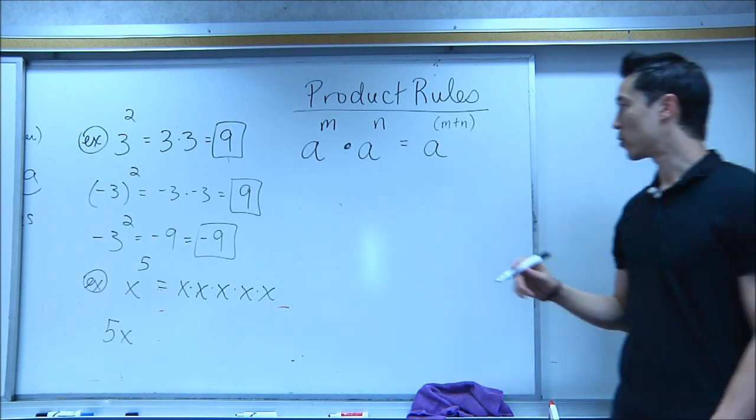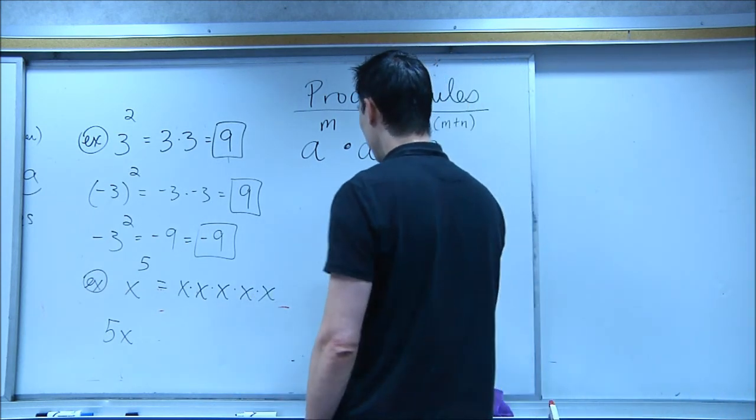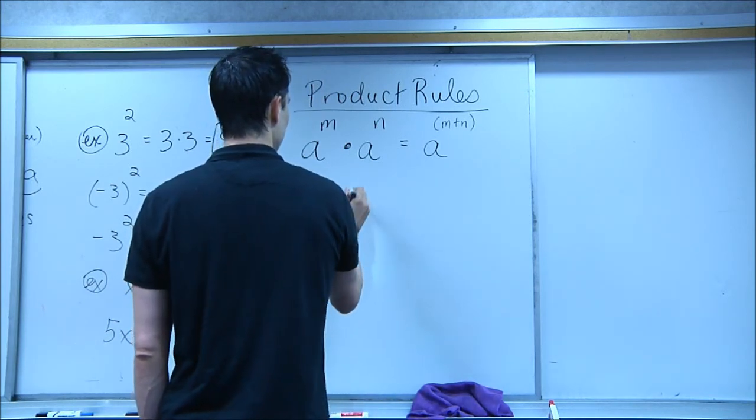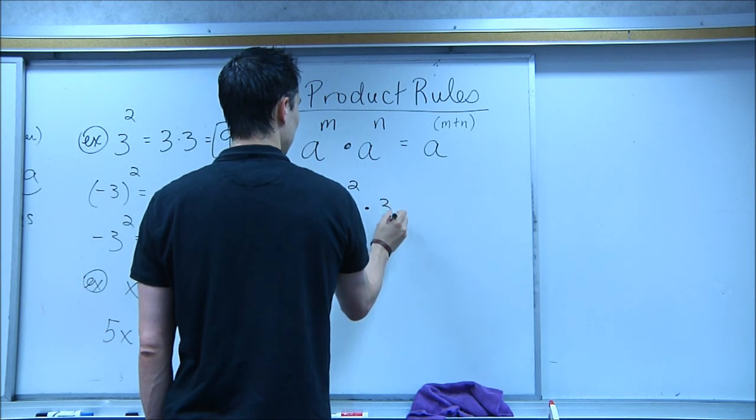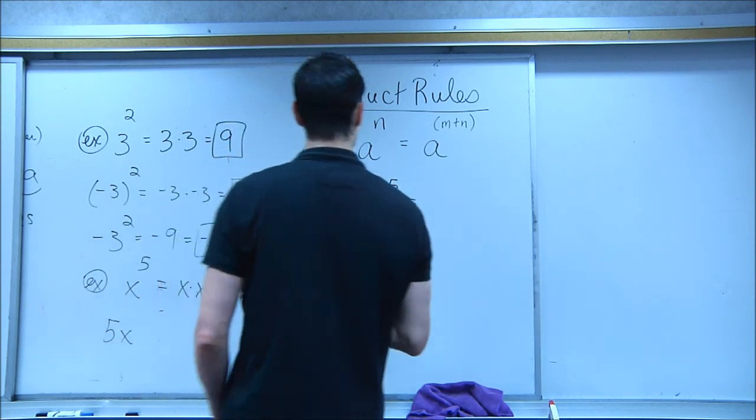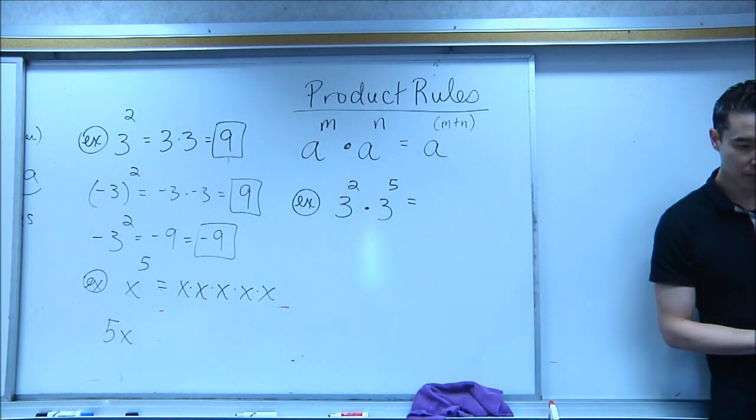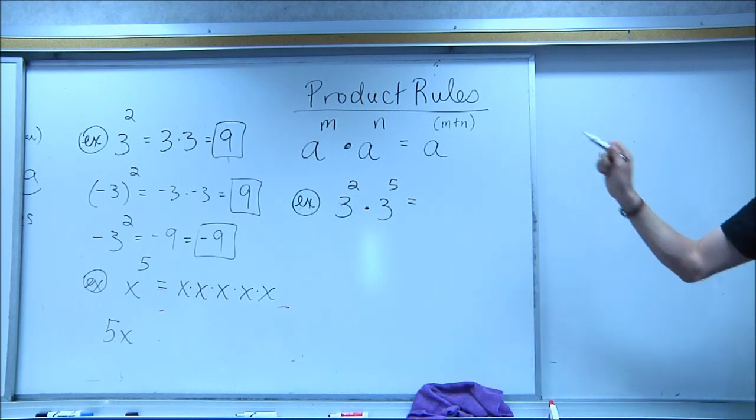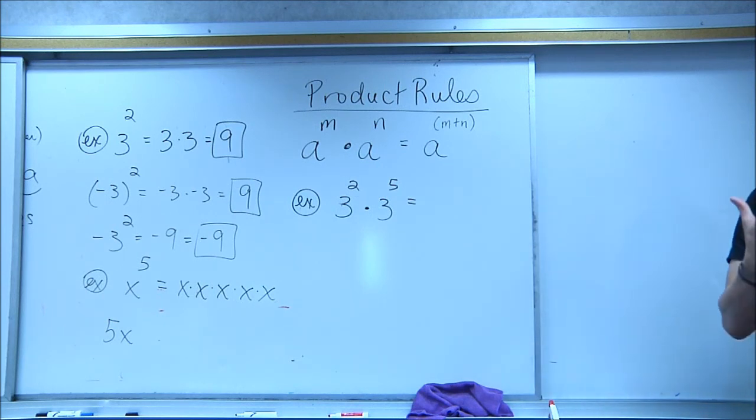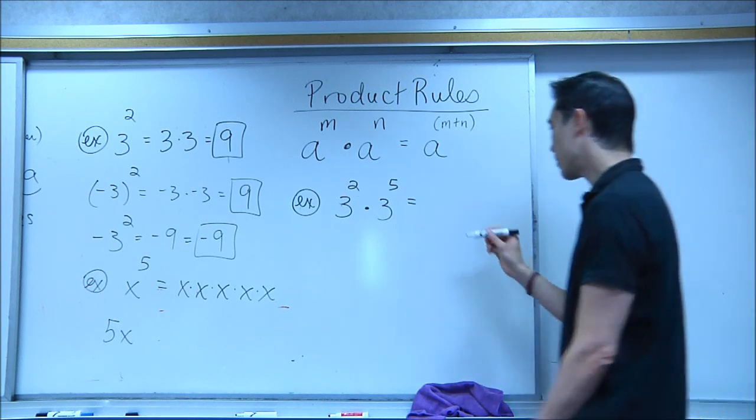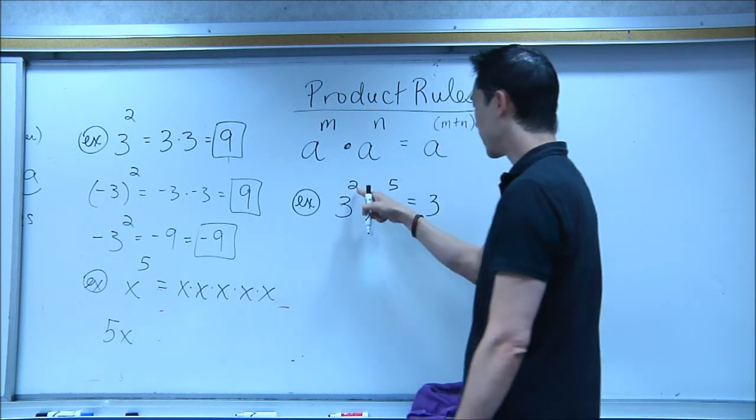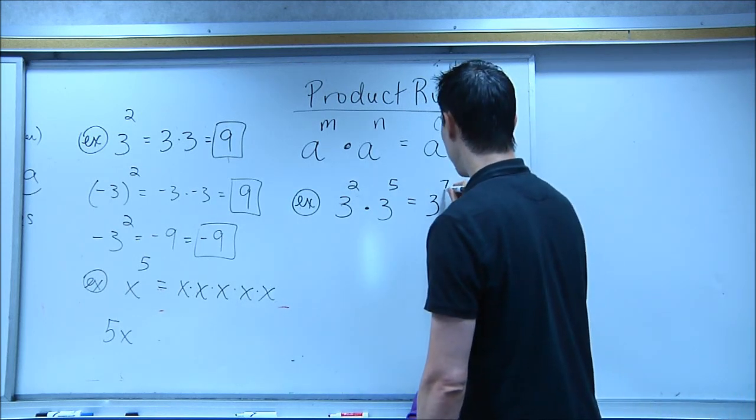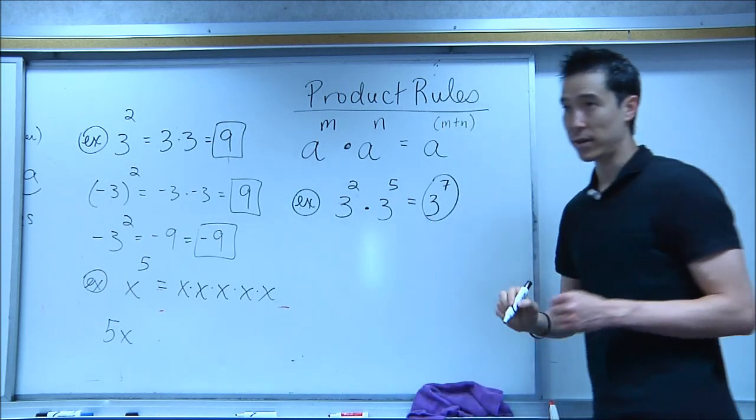So, for example, let's see why it's true. Let's do 3 to the second power times 3 to the fifth power. If I use my product rule for exponents, they both have the same base of 3. So I keep the 3, and then I add the exponents. 2 plus 5 is 7, right? So does everybody agree that that should be 3 to the 7th?